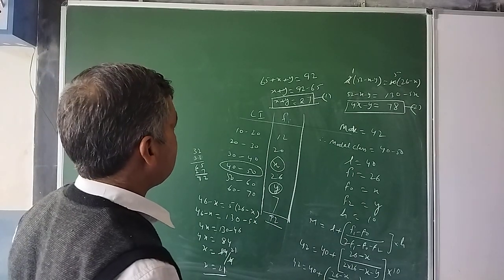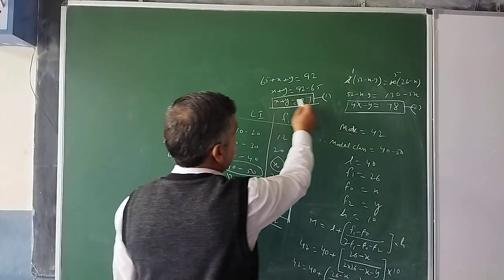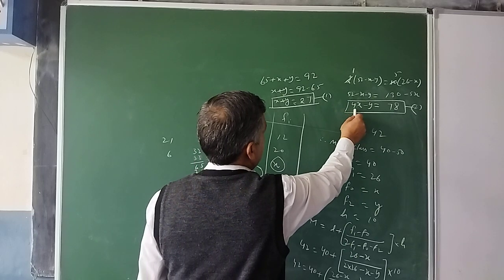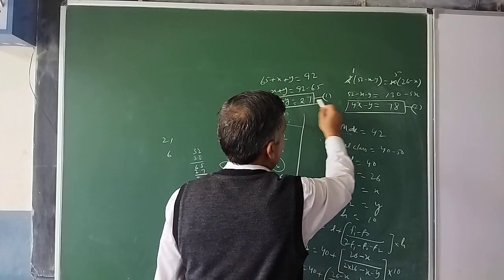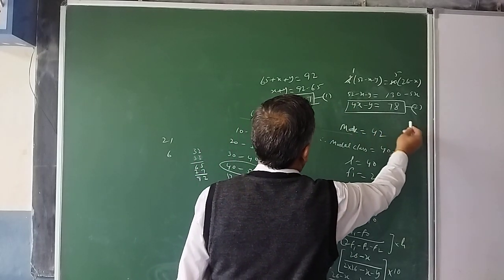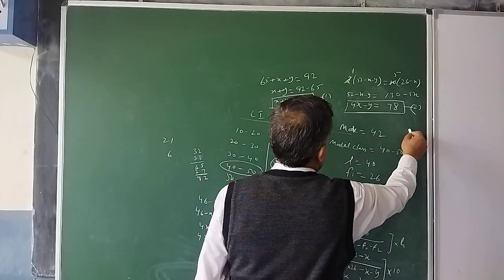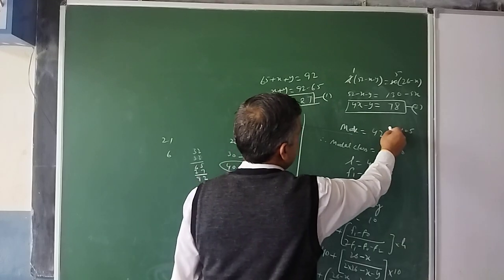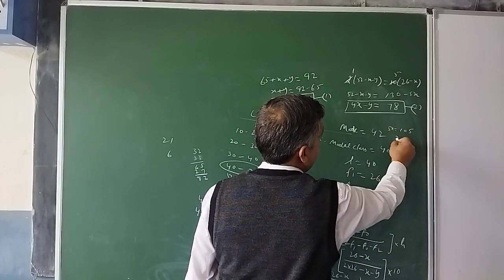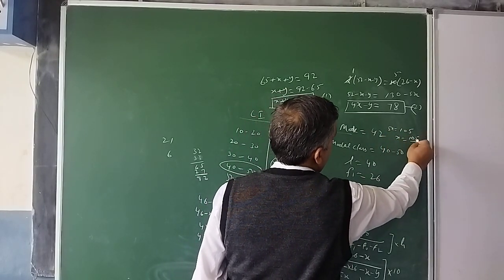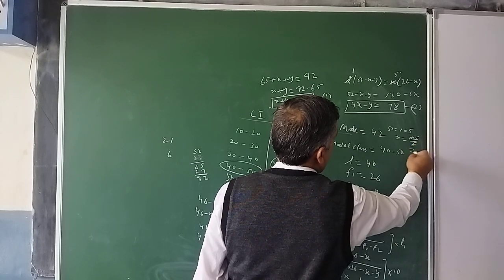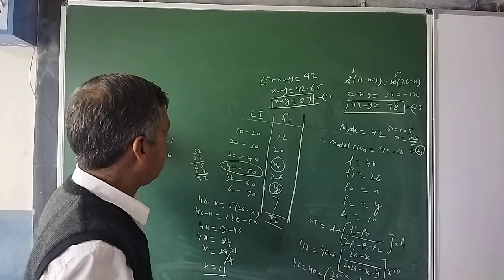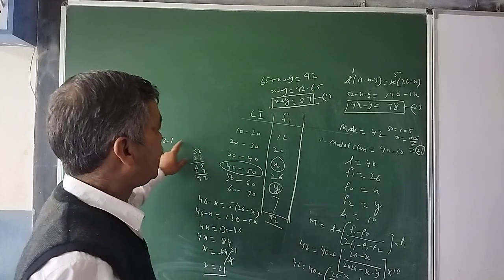So now you can check here. If I add these two, y and y will get eliminated. 4x plus x will make it 5x, and 27 plus 78, I will be getting 105. So I get 5x is equal to 105. So x is equal to 105 upon 5, that is equal to 21. So the first frequency is equal to 21.